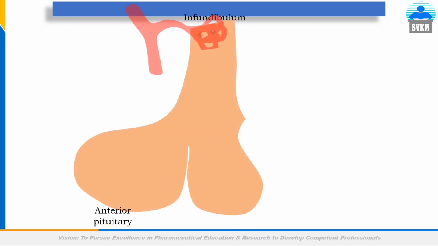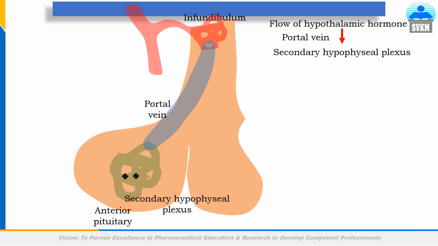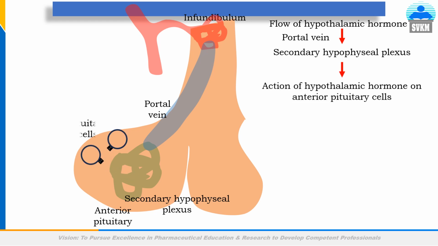From the infundibulum, from the primary plexus, these hypothalamic hormones travel through the portal vein, a channel called the portal vein, and come into the secondary hypophyseal plexus, which is present in the anterior pituitary gland, where they cause the activation of the anterior pituitary cells.